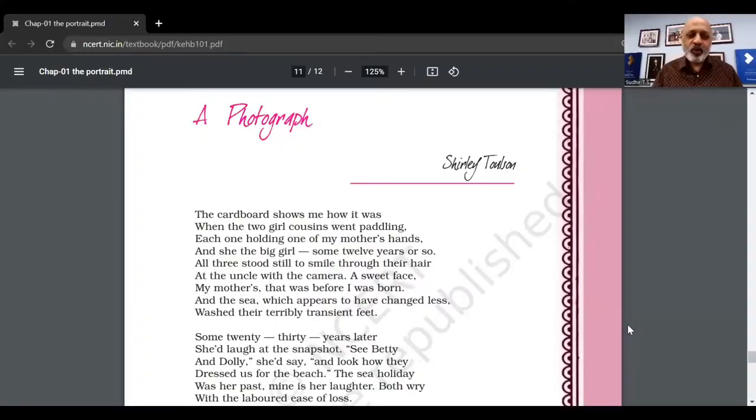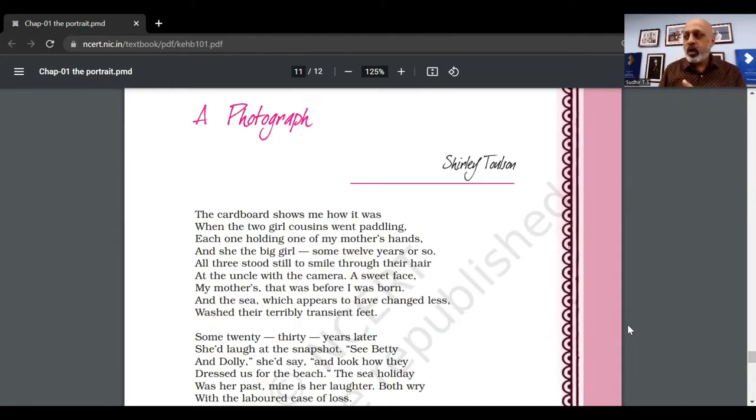So let's go through the poem and I will explain to you each and every word, each and every phrase, and what exactly it means in the overall context of the poem. Let's get started. Okay, let's start, and I hope you can see the poem on your screen, A Photograph by Shirley Toulson. As I said, this is the story which operates at two different levels.